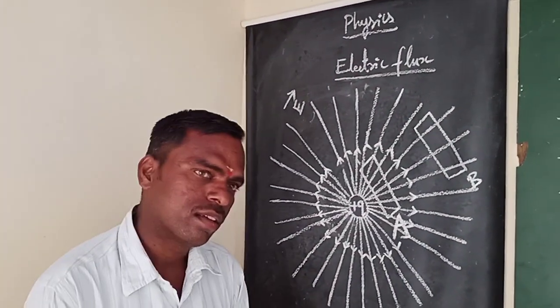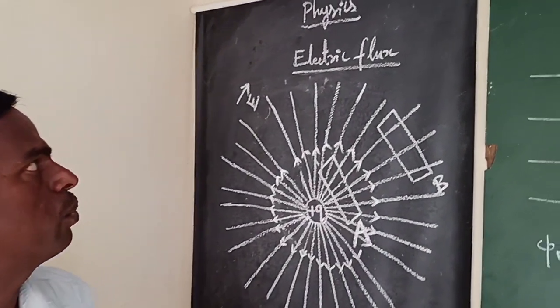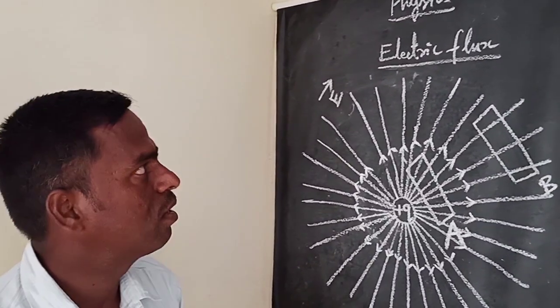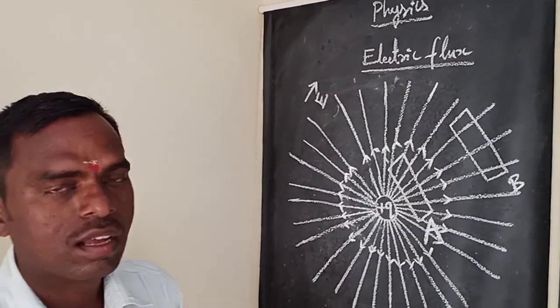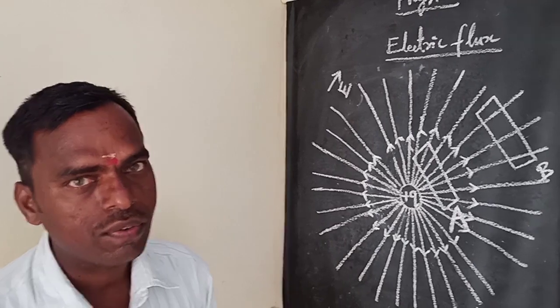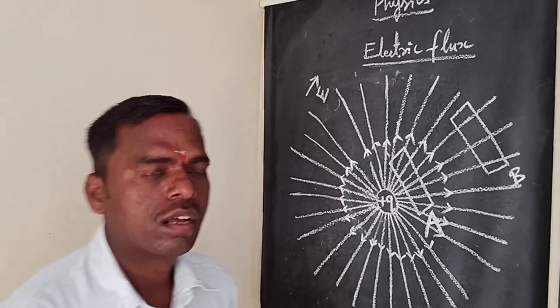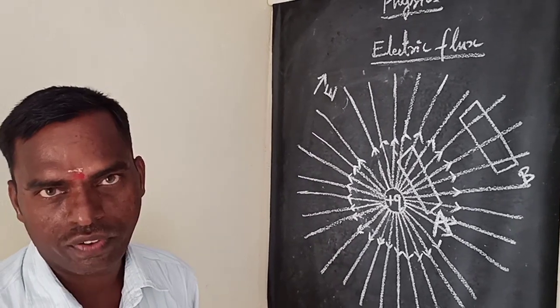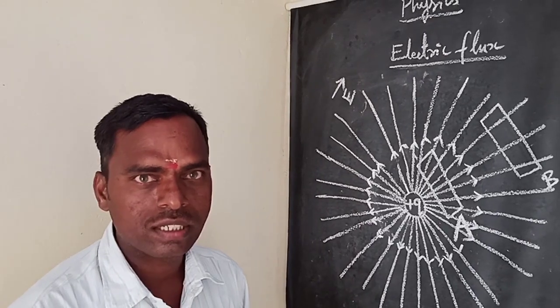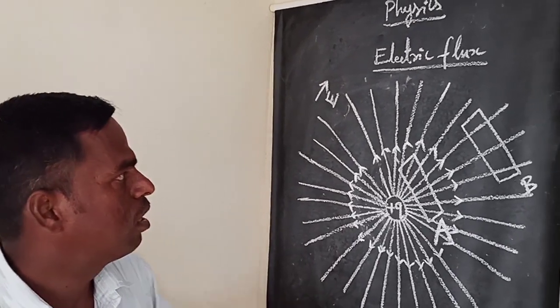Good morning, students. We are starting a new topic, electric flux. Electric flux is a quantity of electric field. Already you learned about electric field. The electric field is the effect created by a charge around it.